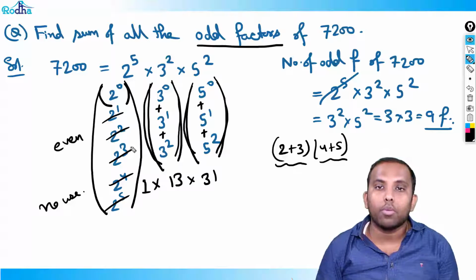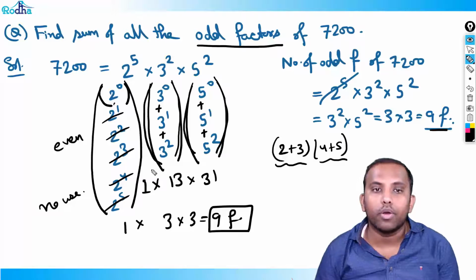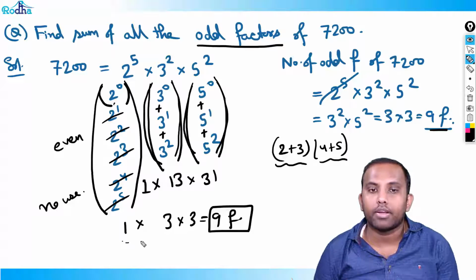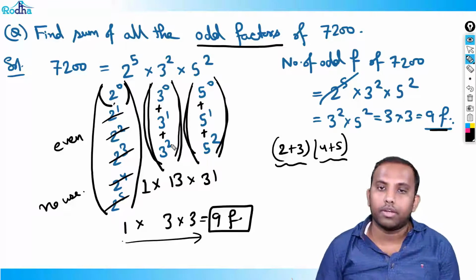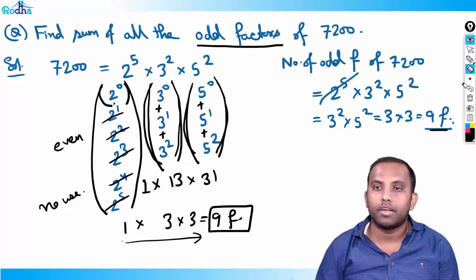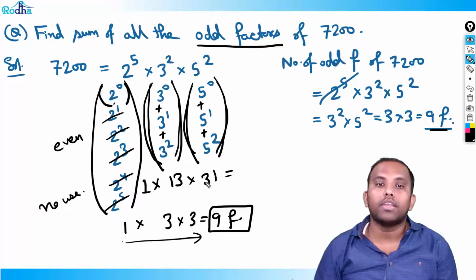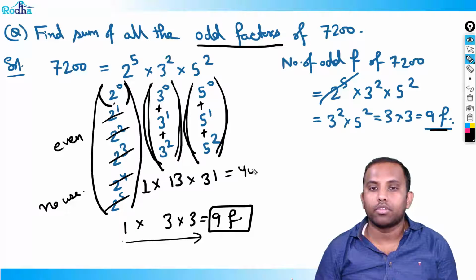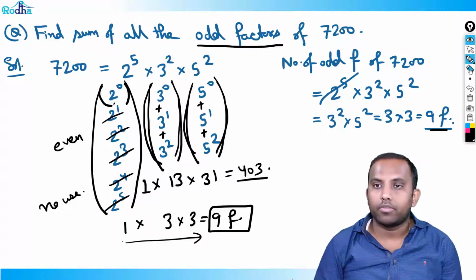In the number of factors, how many are there? There are 9 factors, so 1 into 3 into 3. These 9 factors are already included here: 1 into 31 into 3 into 3. If you're adding all the 9 factors, we simply add inside the bracket and multiply. The answer is 1 into 13 into 31. What is 13 into 31? Again, do it mentally. 13 into 30 is 390, plus 13, that is 403. So 403 is the answer. Correct? Yeah. Next question.